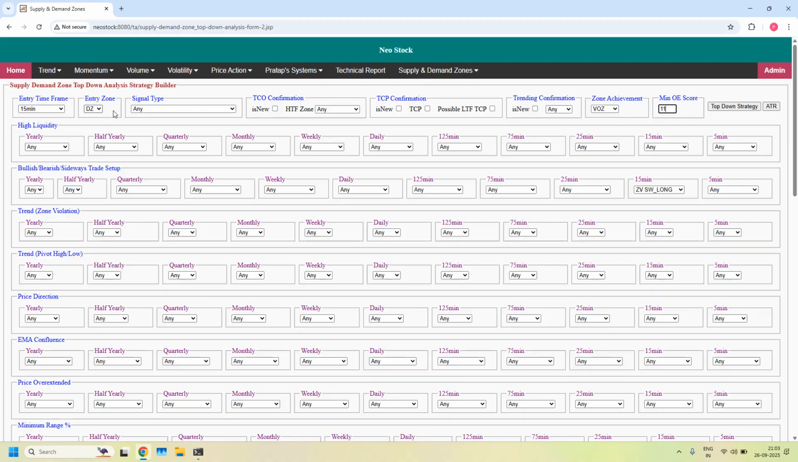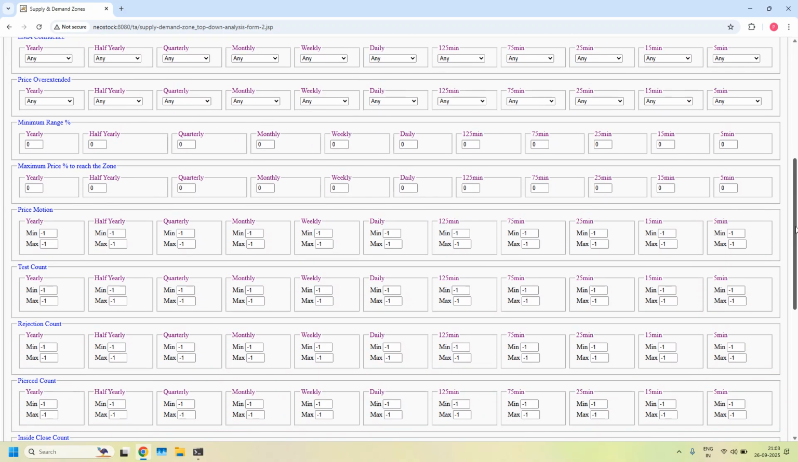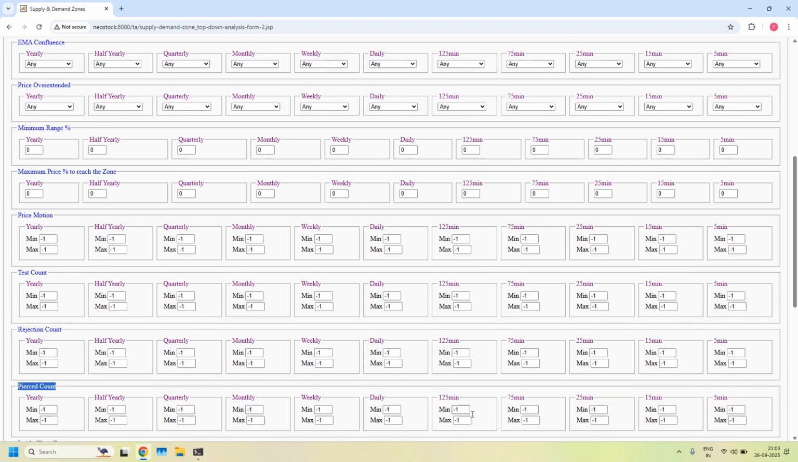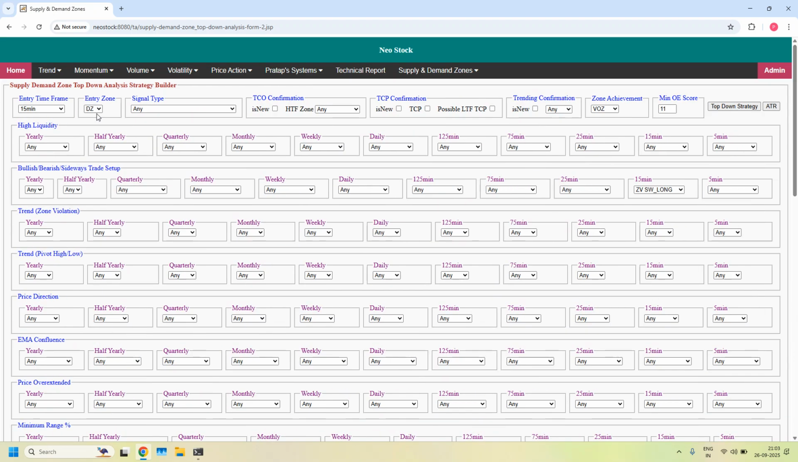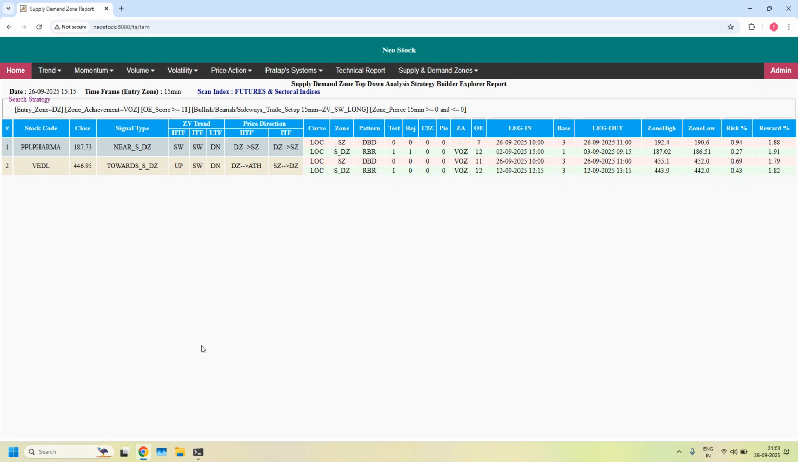And 15 minutes demand zone should not be pierced. So in the pierced count parameter, at 15 minutes time frame, I am setting minimum value 0, maximum value 0. That means the zone pierced count is 0. Which zone? 15 minutes demand zone, whatever we select here. Let's filter. We got 2 stocks supporting sideways long trade setup for daily income trade, and entry time frame zones are 15 minutes demand zones.